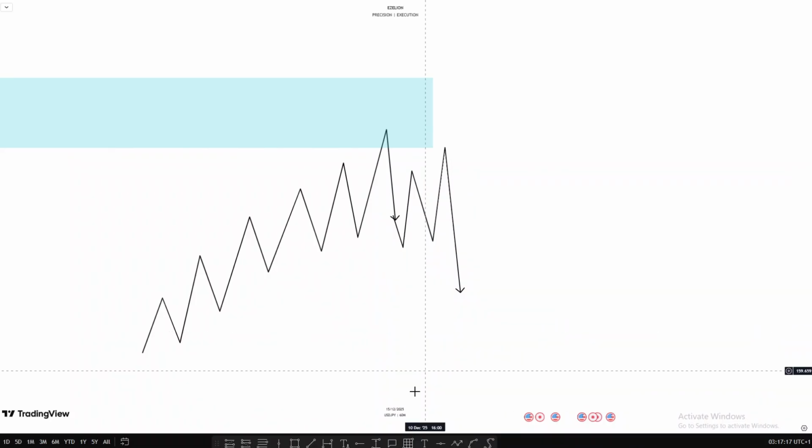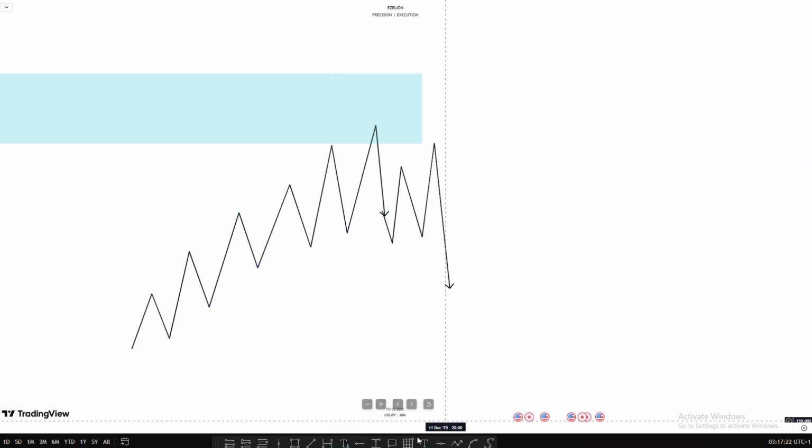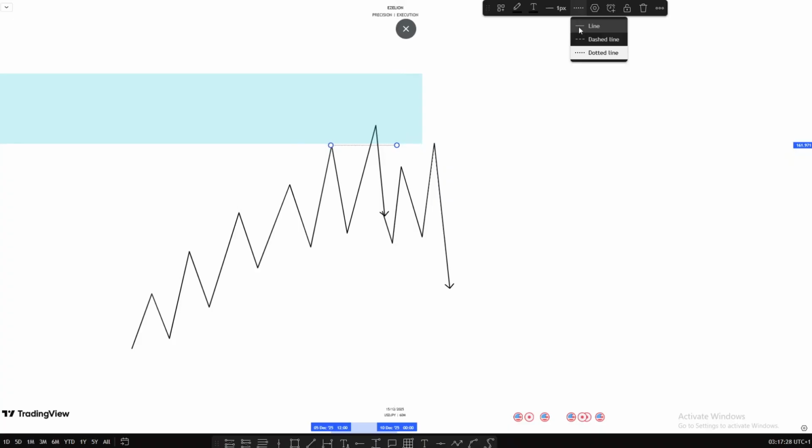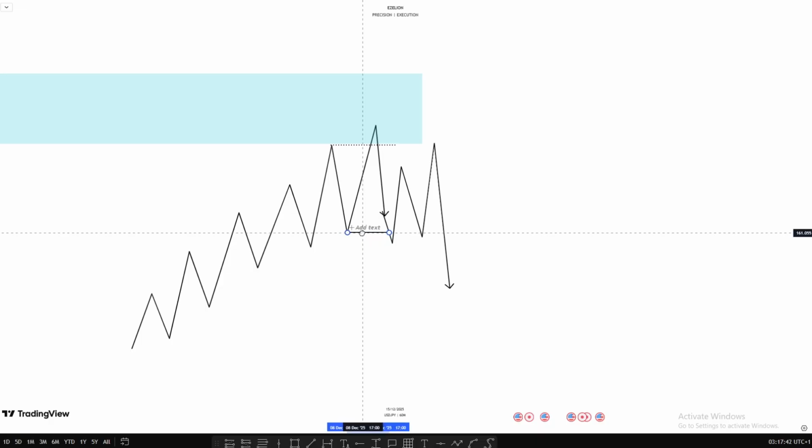Now, what do I mean by this? If I'm to explain this well, the first thing you want to see is that price swept liquidity. After sweeping liquidity, you want to see that price breaks structure with a body close, breaks the last higher low. At this point, you have a market structure shift.